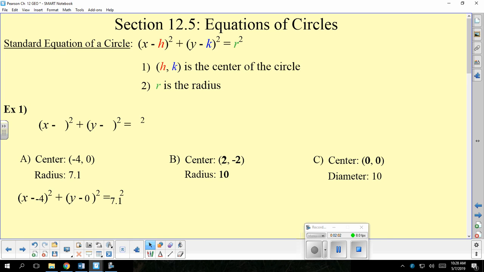Of course, I'm going to clean it up a little bit, right? When we have two negatives together, that turns to a plus. That's going to look like (x plus 4) squared. And then y minus 0 is just y, so plus y squared. And then 7.1 squared is 50.41. Try to find the equations of the circles for B and C, and we'll move on.